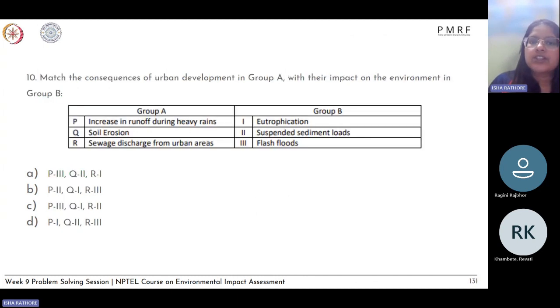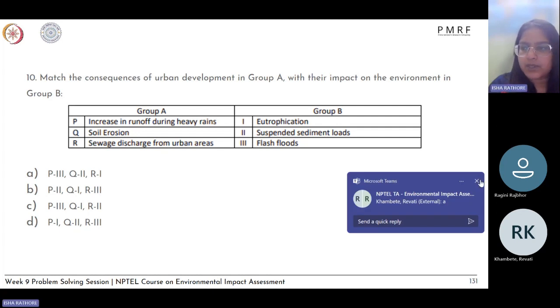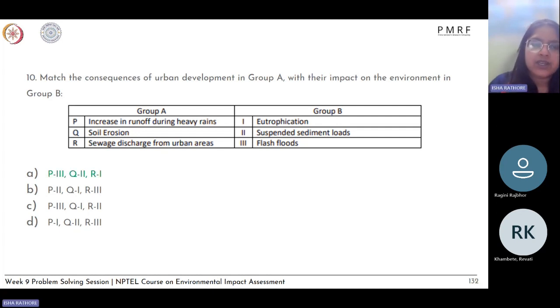So match the consequences of urban development in group A with their impact on the environment in group B. So these are consequences of urban development on the environment. Here we have one answer A. So A is the correct answer.